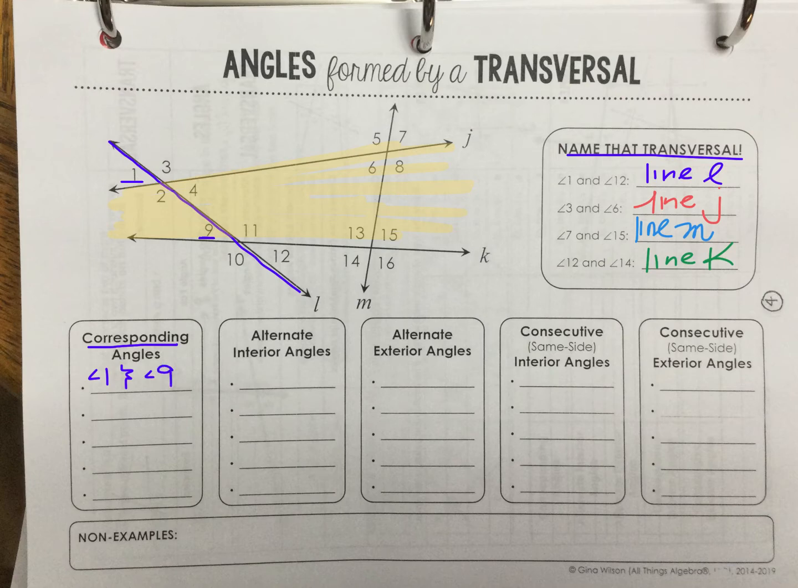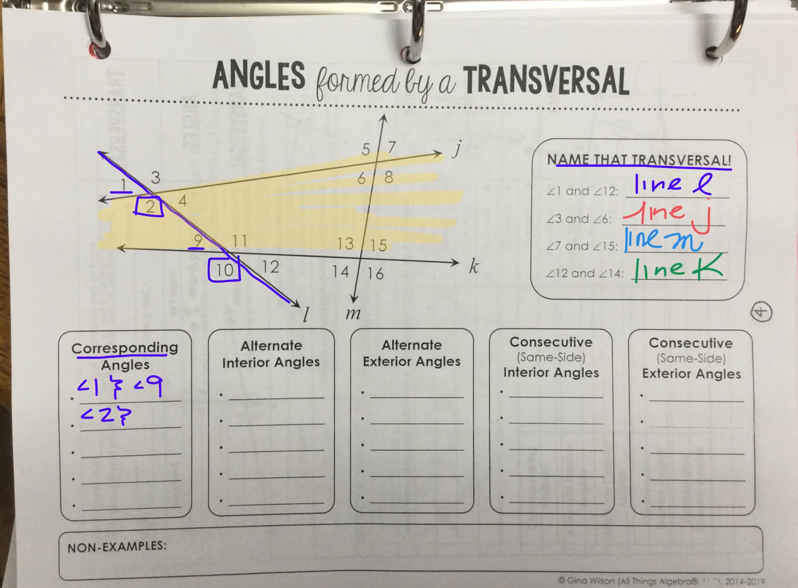If I used angle 2, the other angle would be angle 10. I could use angle 3. The other angle would be angle 11. Or I could use angle 4, and its corresponding would be angle 12. So they're all corresponding, they just have to find their right partner.